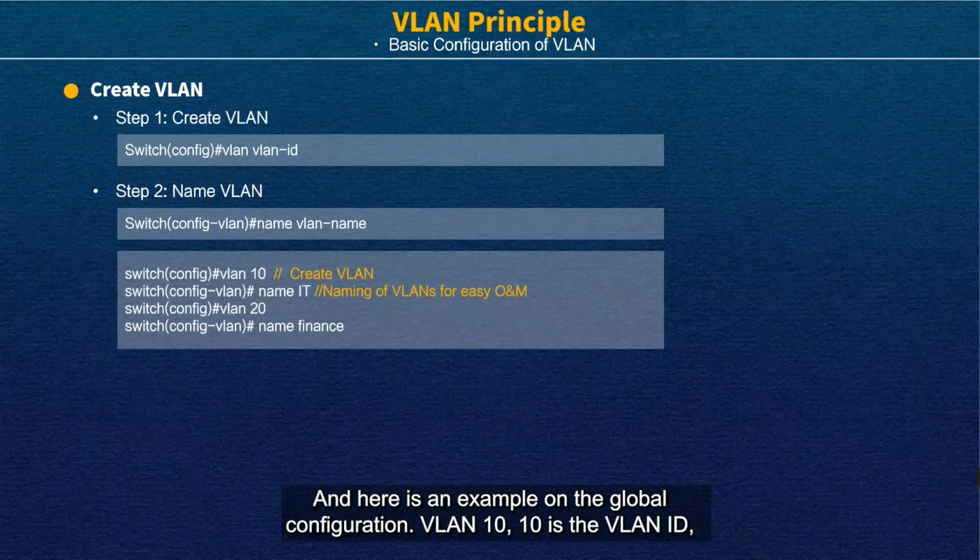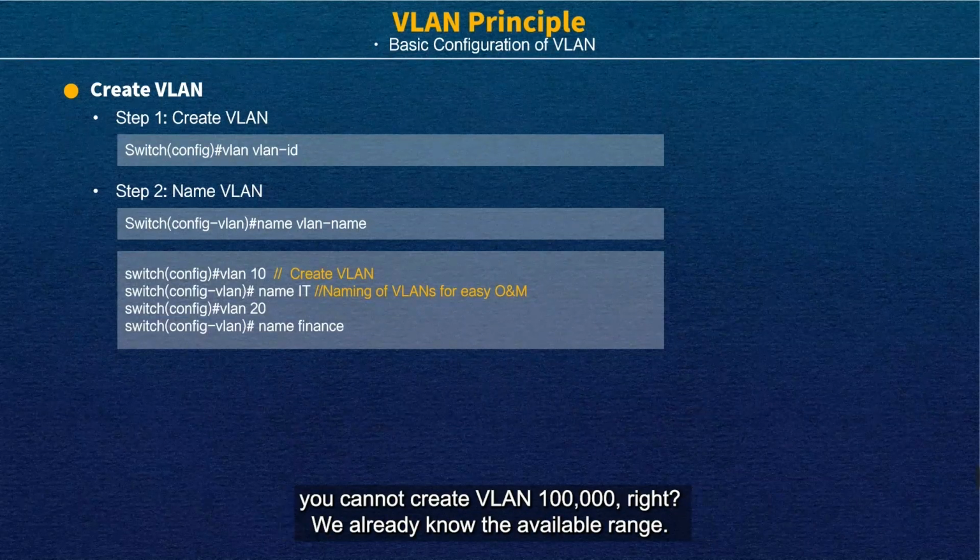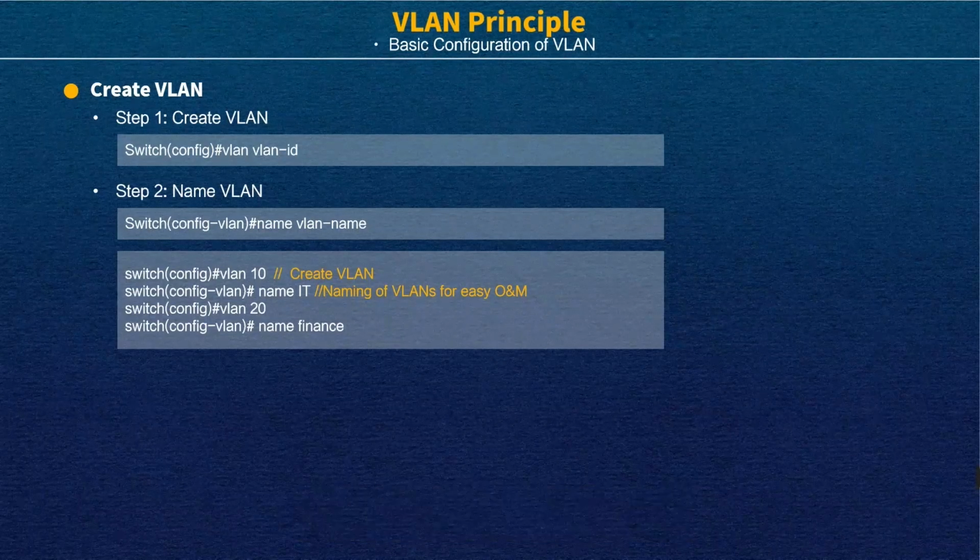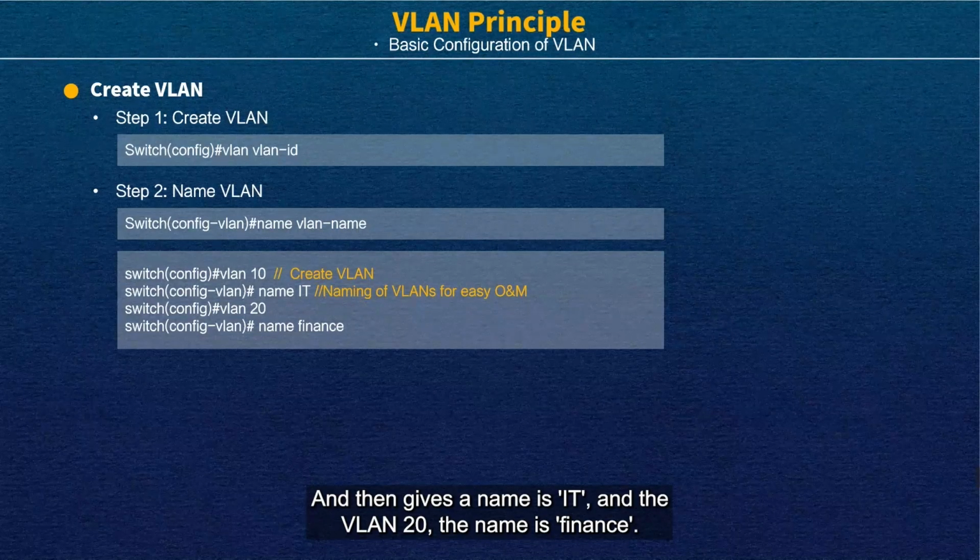And here is an example. In global configuration, VLAN 10 is the VLAN ID. You cannot create VLAN 100,000, right? We already know the available range. And then give the name IT. And VLAN 20, the name is finance.